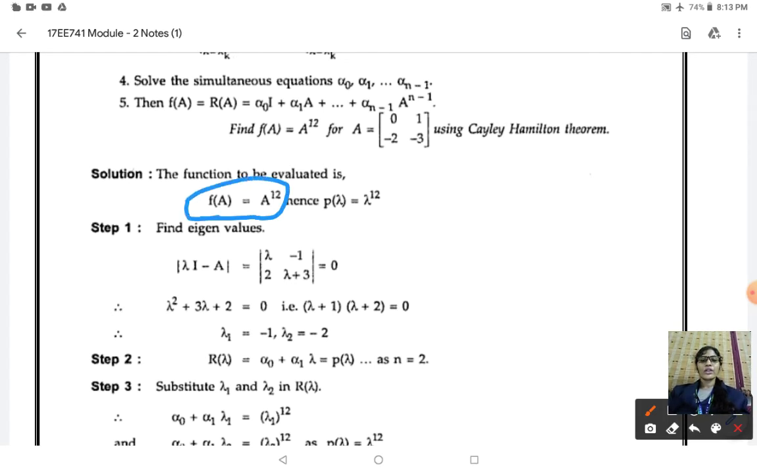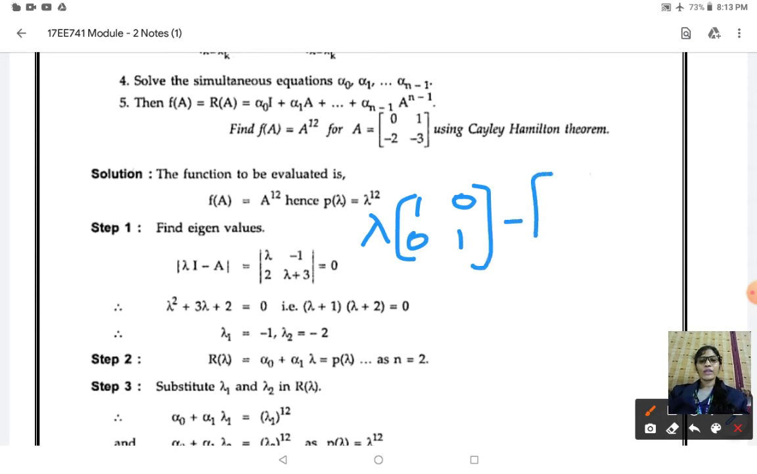Now here you need to use a polynomial equation p of lambda. P of lambda is equal to lambda to the power of 12. Okay. Now identify what is lambda I minus A. You all know lambda is a constant, I is your identity matrix. So lambda I is lambda times the identity matrix, 1 0 0 1. What is your A matrix? A matrix is 0 1 minus 2 minus 3.